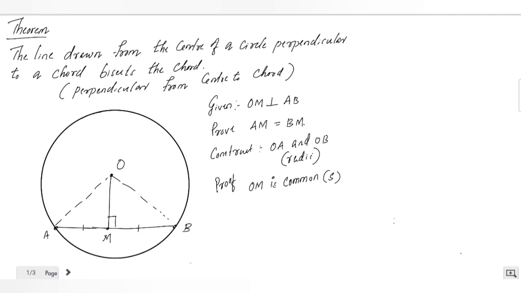Radius, if you draw anywhere in the circle, they are the same, isn't it? What do you mean by radius? From the center to the circle. A line joined from the center of a circle to the circumference of the circle is known as a radius. 2 times the radius is the diameter. So OA is equal to OB. They are radii.